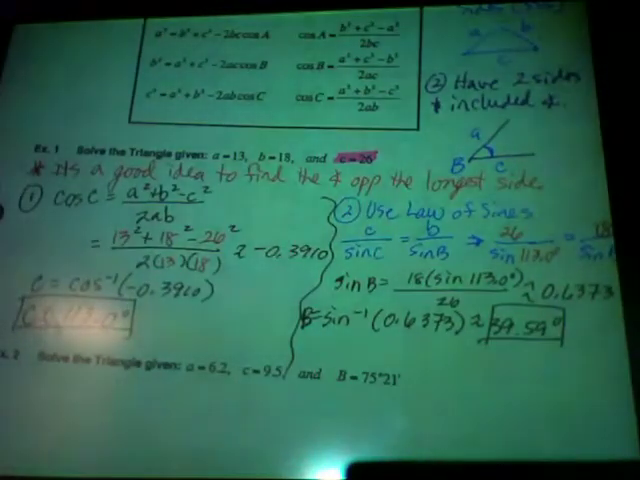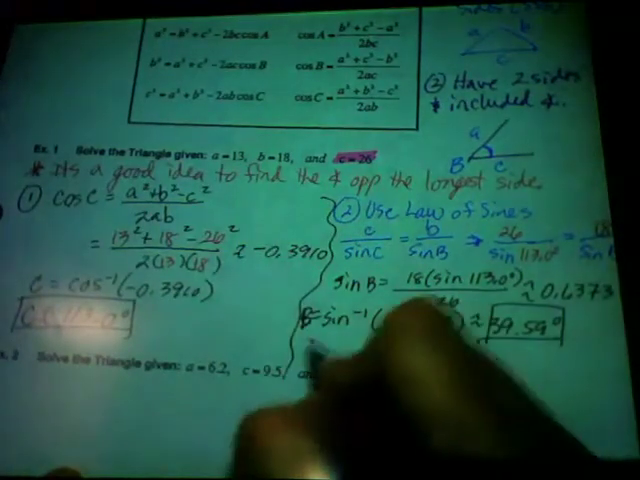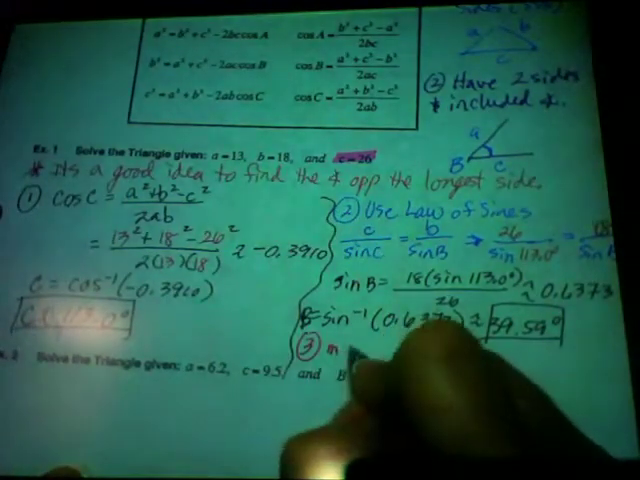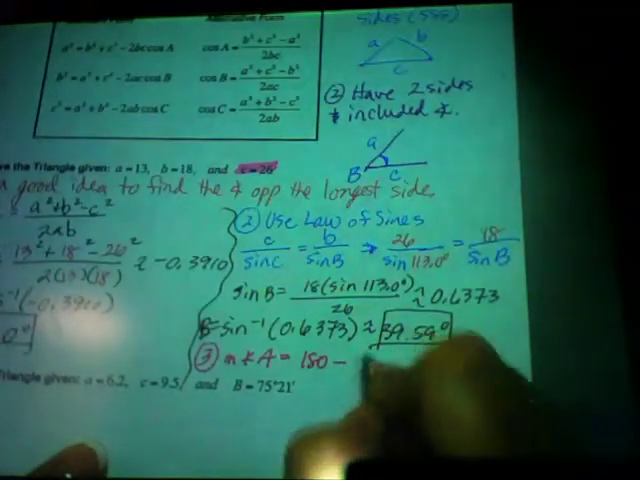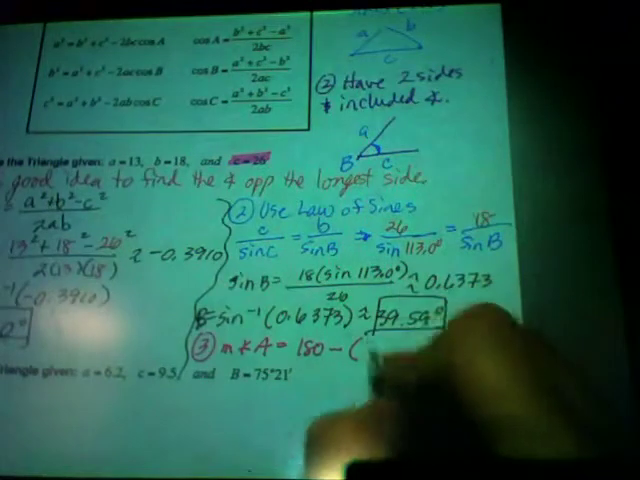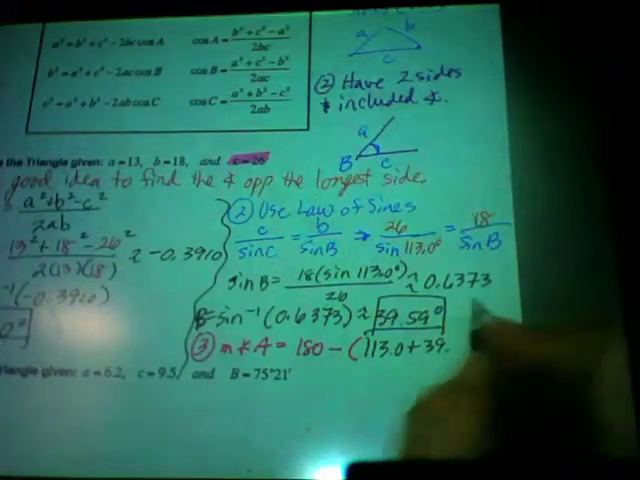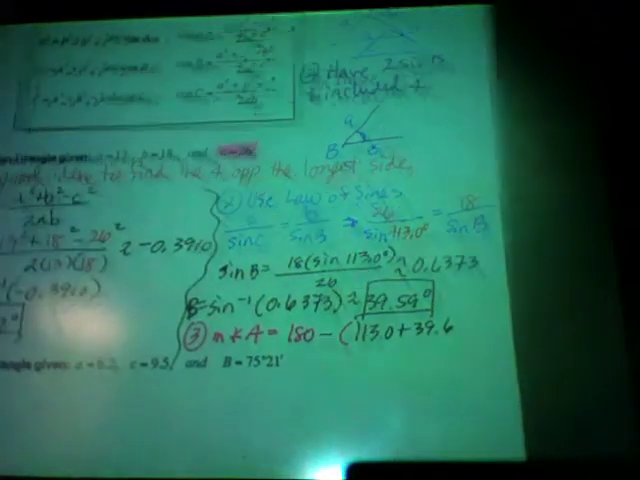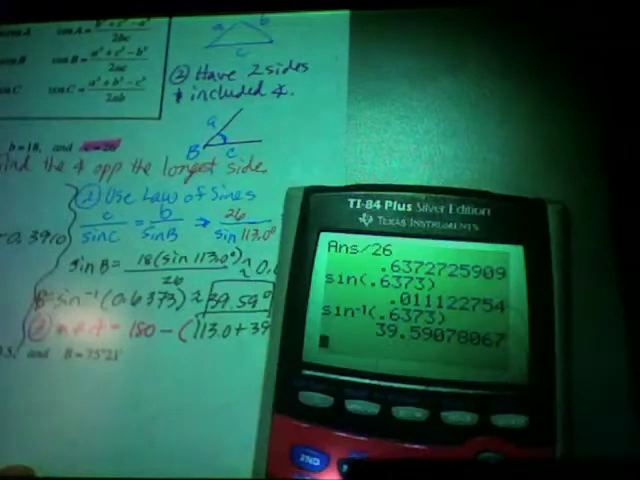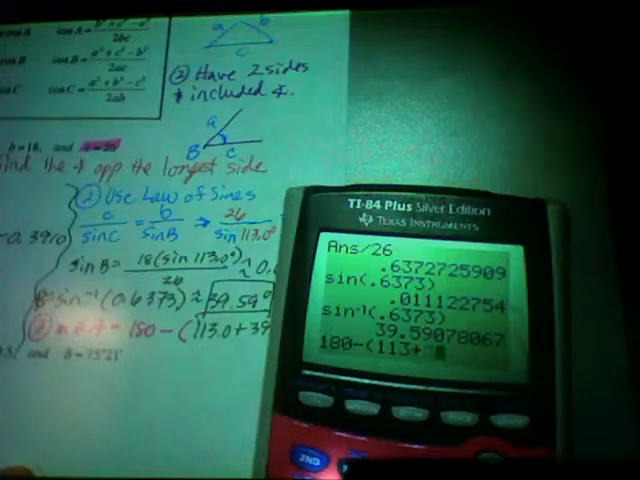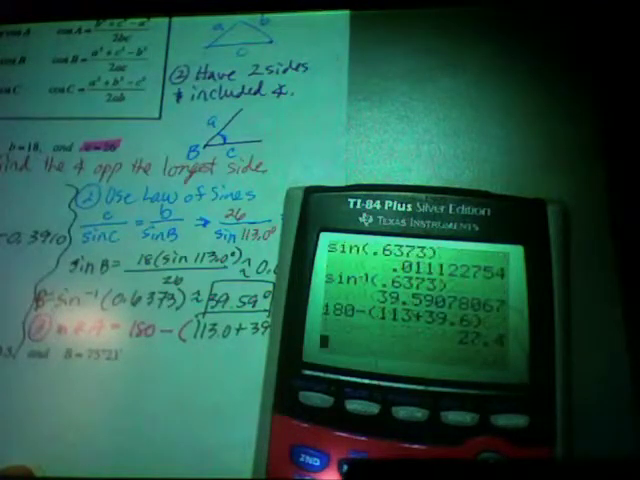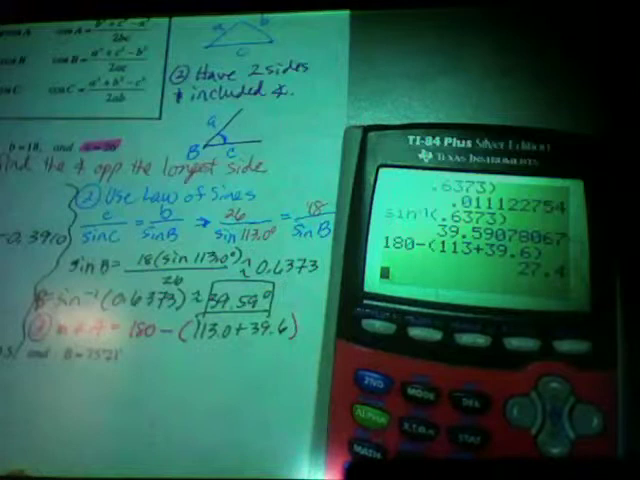How do I get the third? Yeah, so then to find the measure of angle A, that's equal to 180 minus 113 plus 39. I don't know why I put 59. I'm not being consistent, so 39.6. So 27.4.